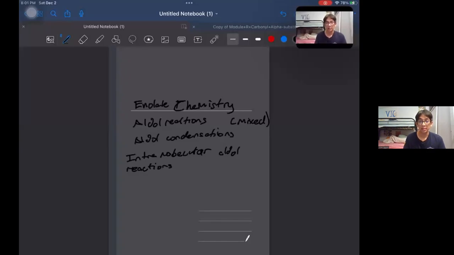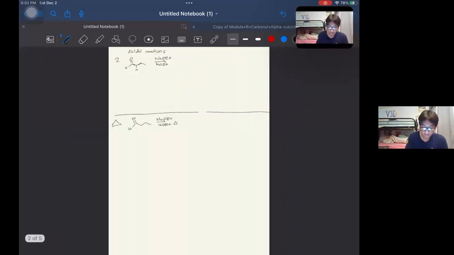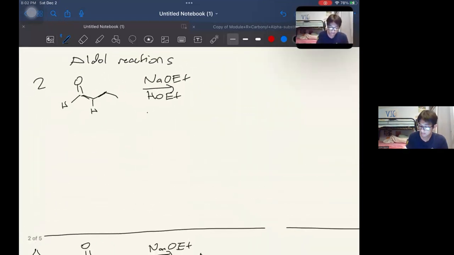Hey guys, I'd like to talk to you about some enolate chemistry. Some reactions in enolate chemistry are aldol reactions, mixed aldol reactions, aldol condensations, and intramolecular aldol reactions. I'd like to give you some practice today and some review as well. To start off, we have aldol reactions.